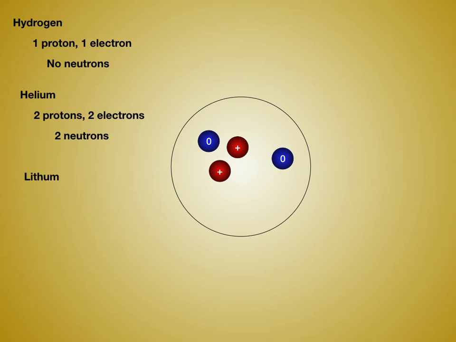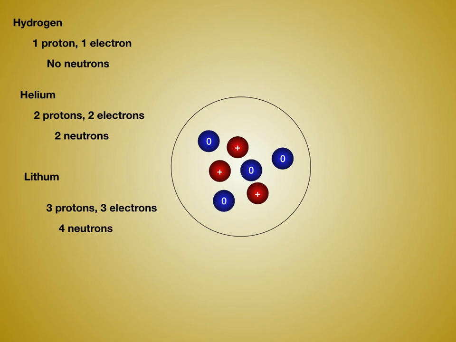Okay, now consider lithium. Lithium, 3 protons, 3 electrons. But we know that the mass of a lithium atom is 7 times heavier than that of a hydrogen atom. So to get 7 times heavier, we're going to need a total of 4 neutrons there to give us that total mass of 7.